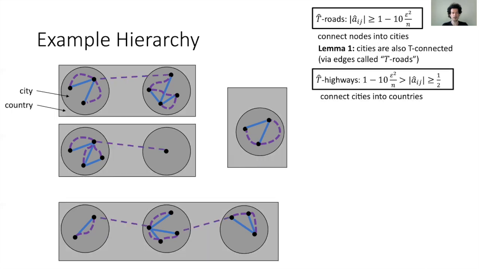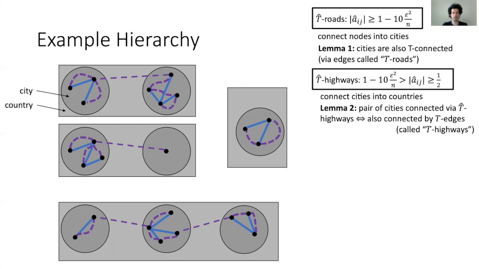In the next layer of our hierarchy, we have T hat highways, which connect cities into countries. They are shown in the figure with dashed purple edges that are less thick than the edges corresponding to T hat roads. An important lemma that we establish is that a pair of cities are connected via T hat highways if and only if they're also connected via edges of the true tree, which are called T highways.